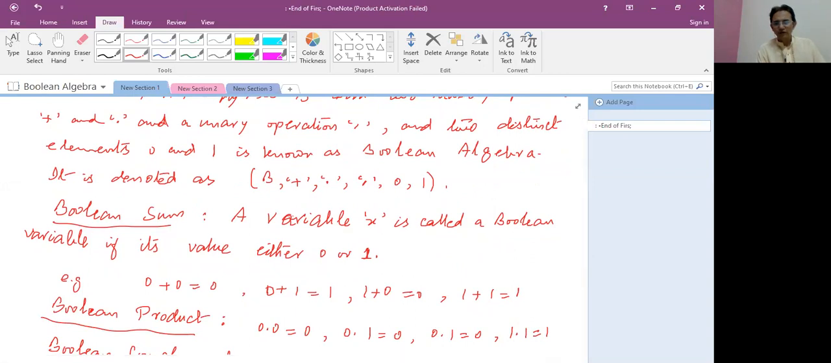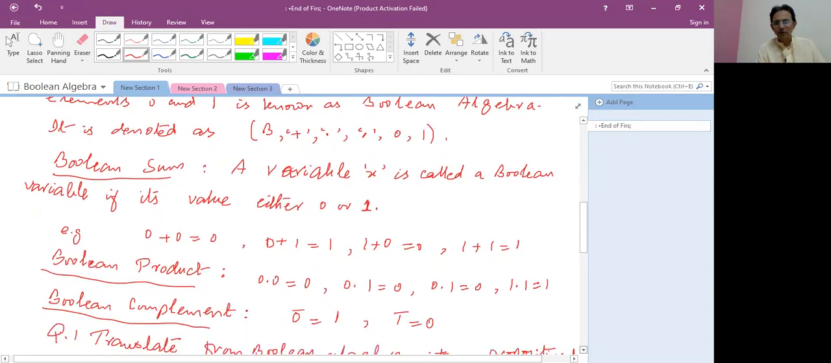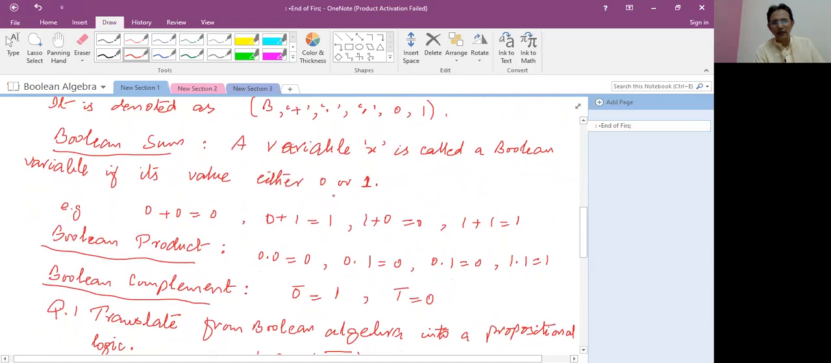Now we will find the Boolean product. When we consider 0 and 0, 0 dot 0 is 0, 0 dot 1 is 0, 1 dot 0 is 0, and 1 dot 1 equals 1.